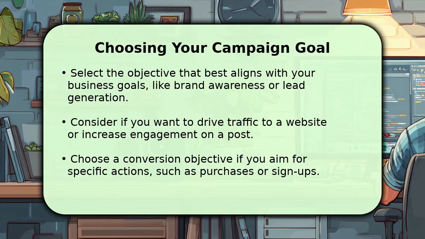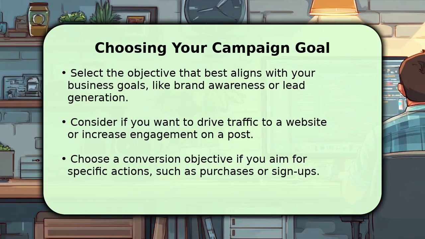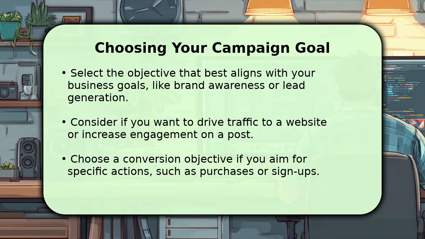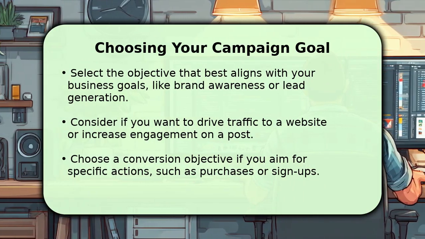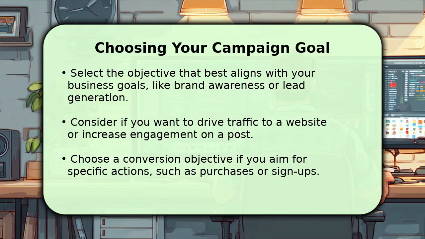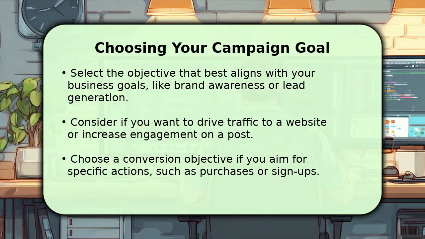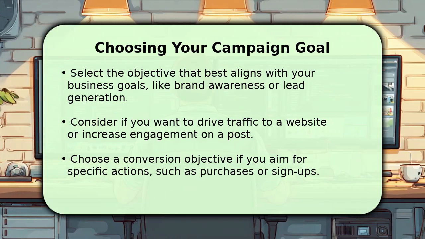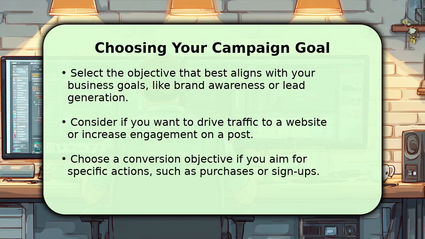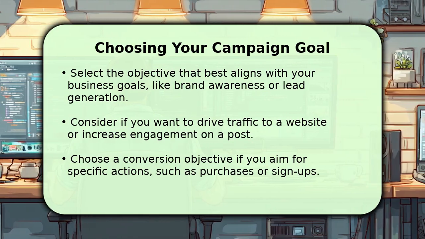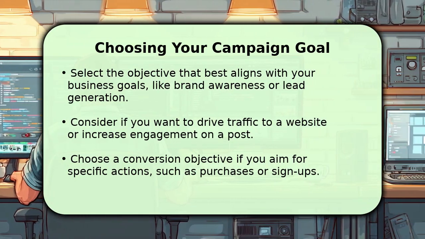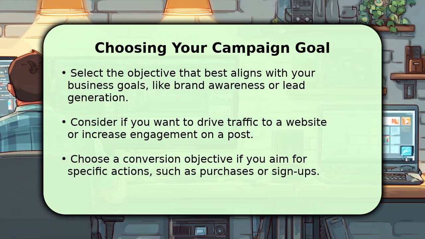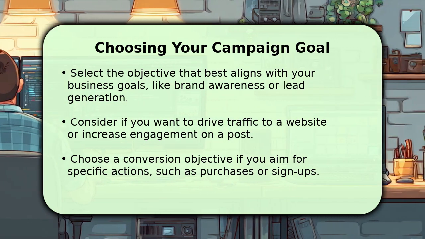Next, selecting the correct campaign objective is crucial because it tells Facebook what outcome you desire. For instance, if you want more visitors to your website, choose the traffic objective. If your goal is to collect customer information, opt for lead generation instead. Perhaps you are aiming for increased engagement on a specific post. There is an objective for that too. Aligning your objective with your business's true aim sets the foundation for a successful campaign and ensures Facebook optimizes for your desired results.